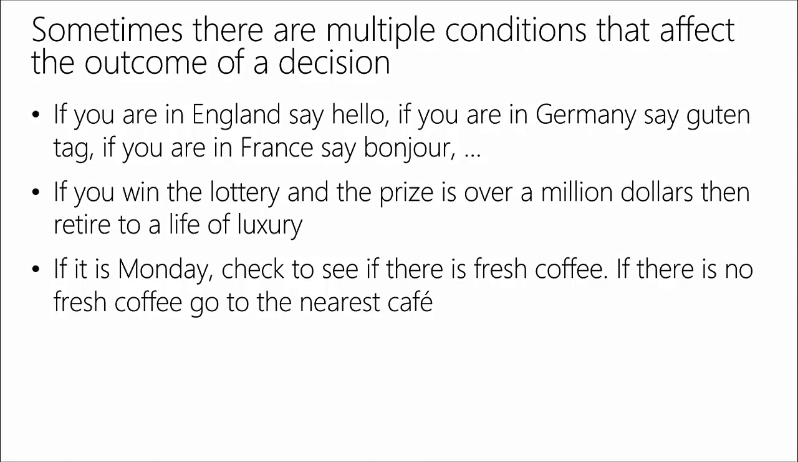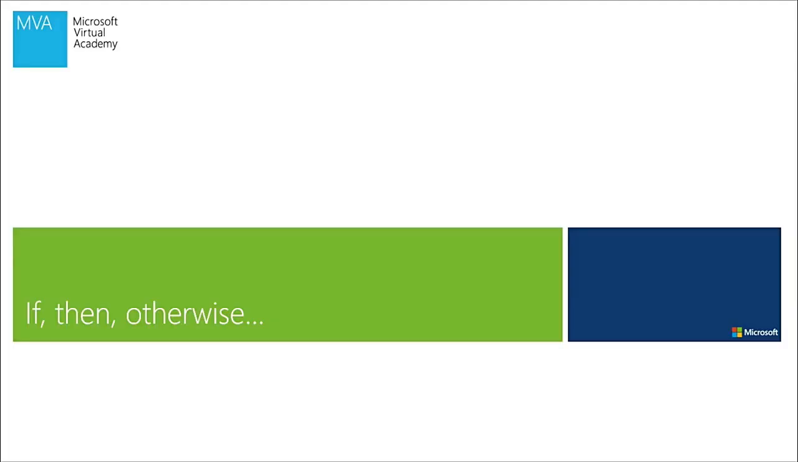There's coffee. If not, then we'll go to the nearest cafe. So there's a lot of different things that are going to drive that decision-making process. We're going to have an if, then, otherwise, otherwise, otherwise. That is what we're going to try and build in.